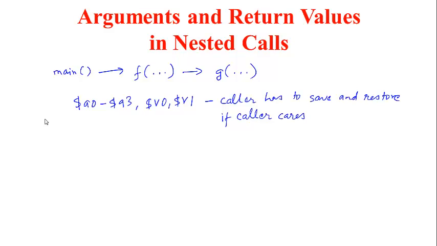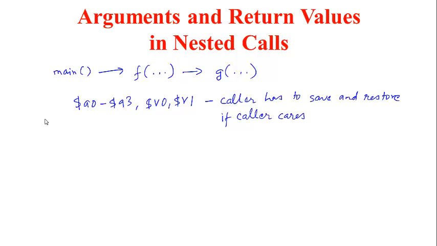In this case, $RA is not the only register which needs to be saved onto the stack and restored. The registers which are used for passing arguments and return values also need to be saved and restored if necessary. So in this case, f as the caller of g will determine if it has to save and restore these registers, the argument registers and the return value registers, if the caller f cares.